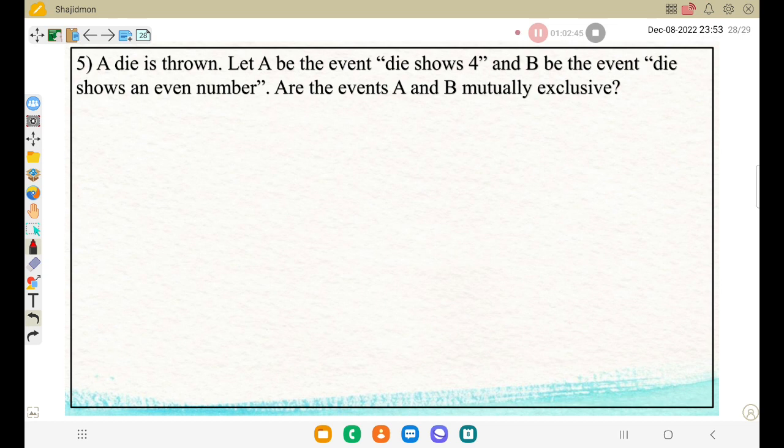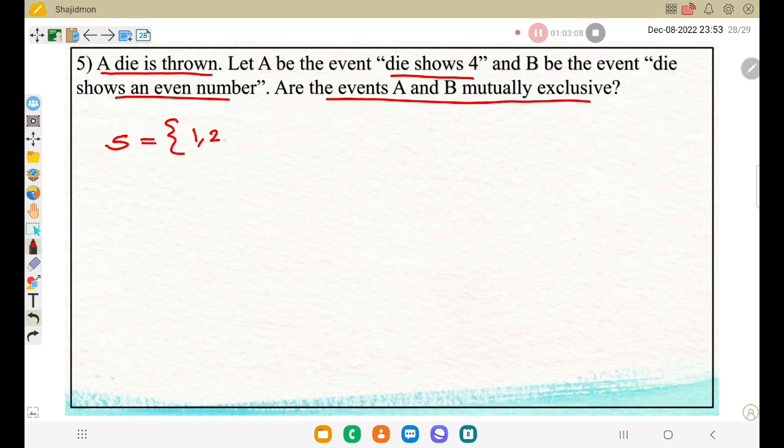A die is thrown. Let A be the event that the die shows number 4, and B the event that the die shows an even number. Are A and B mutually exclusive or not? That is the question. So a die is thrown. What is the sample space when a die is thrown? Either 1, 2, 3, 4, 5 or 6.